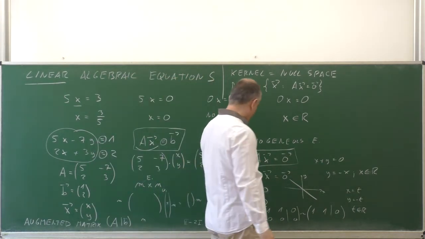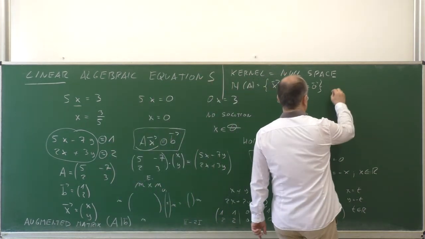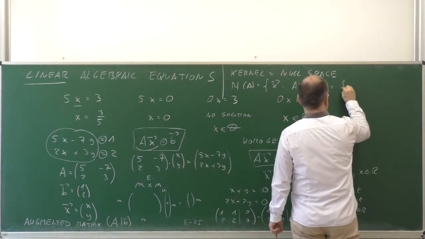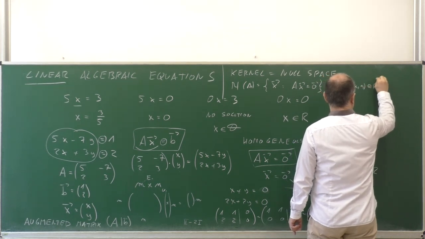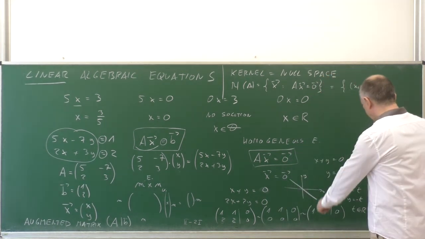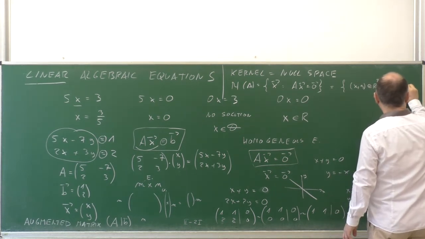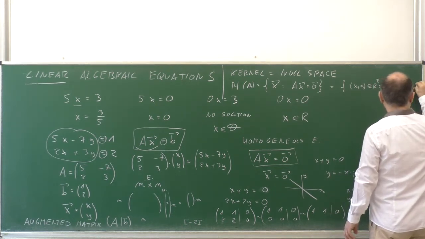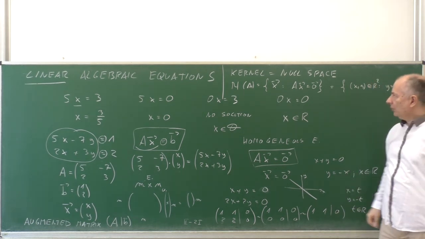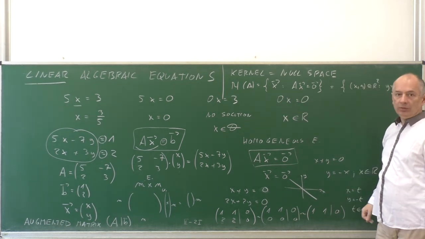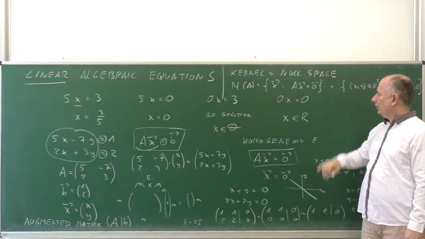So for this matrix, 1, 1, 2, 2, the kernel is the set of all vectors (x, y) from R2 such that y is minus x and x is any real number. So this is the kernel, or equivalent to null space, of a matrix, the set of all the solutions to the homogeneous equation.